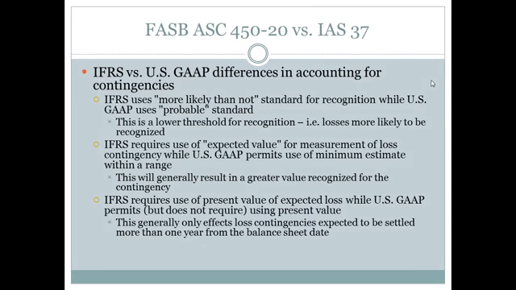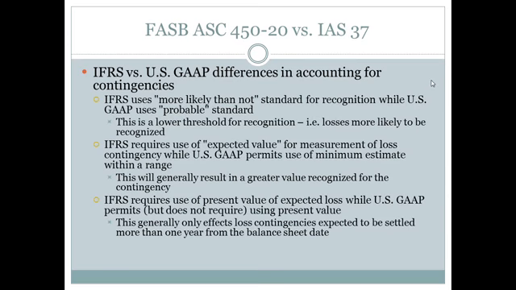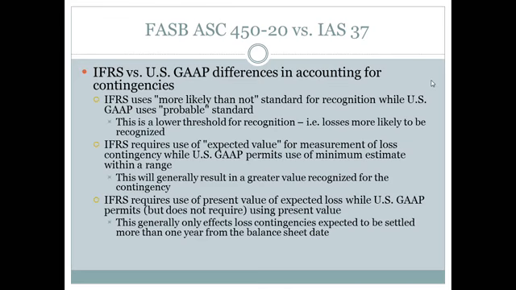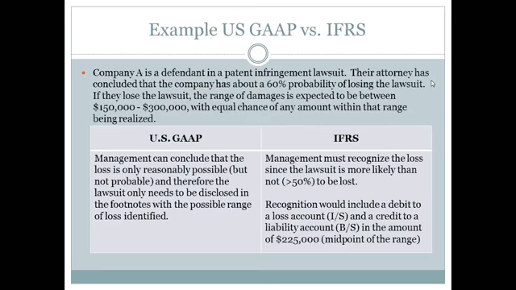The last significant difference between IFRS and US GAAP is that IFRS requires the use of present value to record the loss contingency, while US GAAP permits but does not require the use of present value. That really only is going to have an effect when the loss is expected to be settled more than 1 year from the balance sheet date. That's really when present value computations come into play, and we're going to sort of bypass that particular issue right now. All right, so now let's take a look at an example.